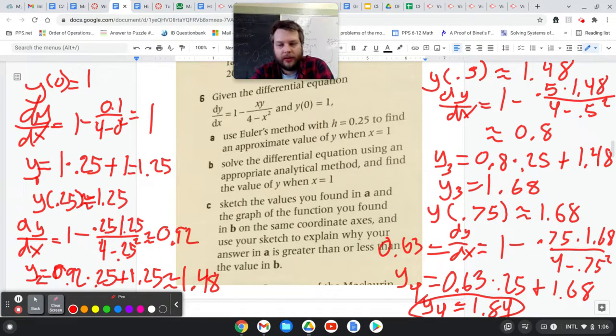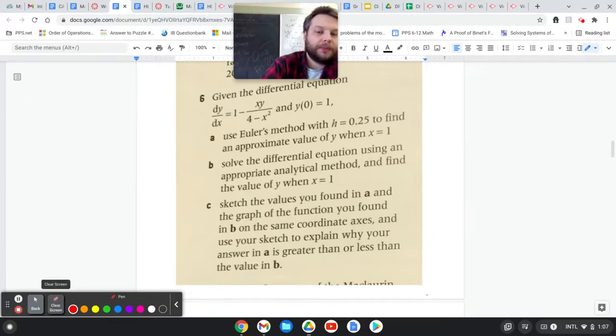That's basically Euler's method. You just keep using the slope, and you slide h steps to the right to get your next y value. So now we're going to try to solve it using an appropriate analytical method. Great. So let's clear the screen.